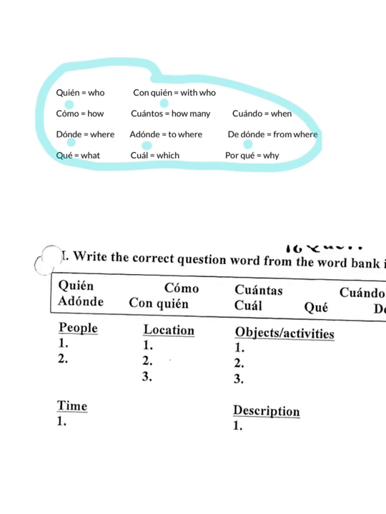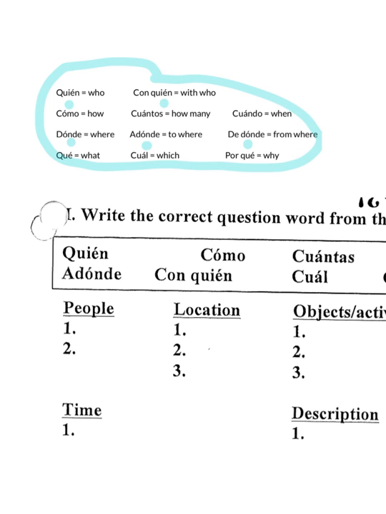What do I mean? Well, if in the answer to the question you have a person, well then most likely your question word is going to be quien or con quien, right? Because it has to do with a person. If your answer has a location in it, well then it's probably going to be something like where, right? And so it's going to be donde, a donde, or de donde, right? With the answer having to do with a location.